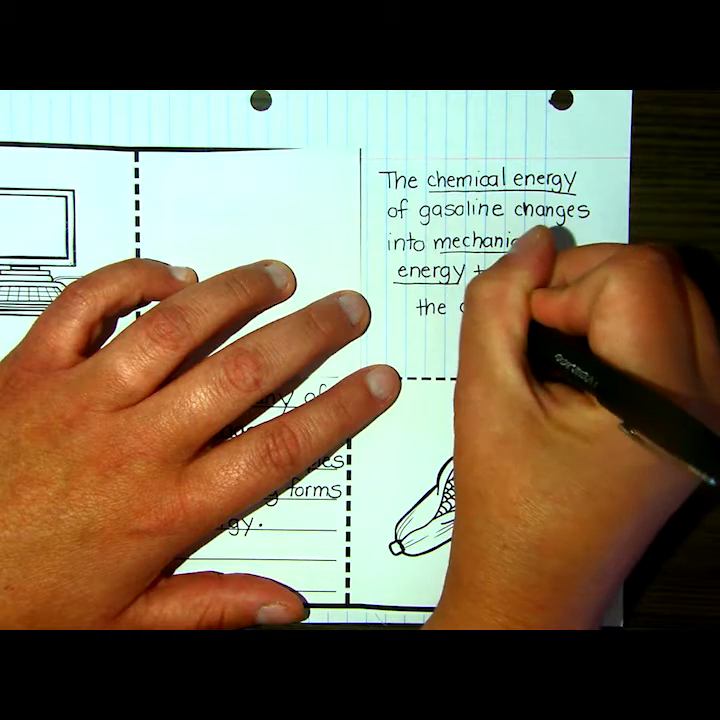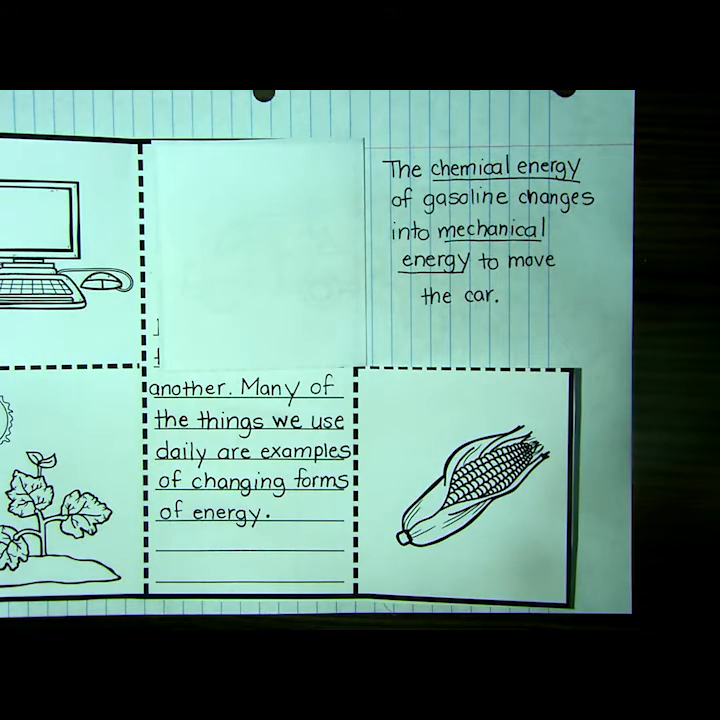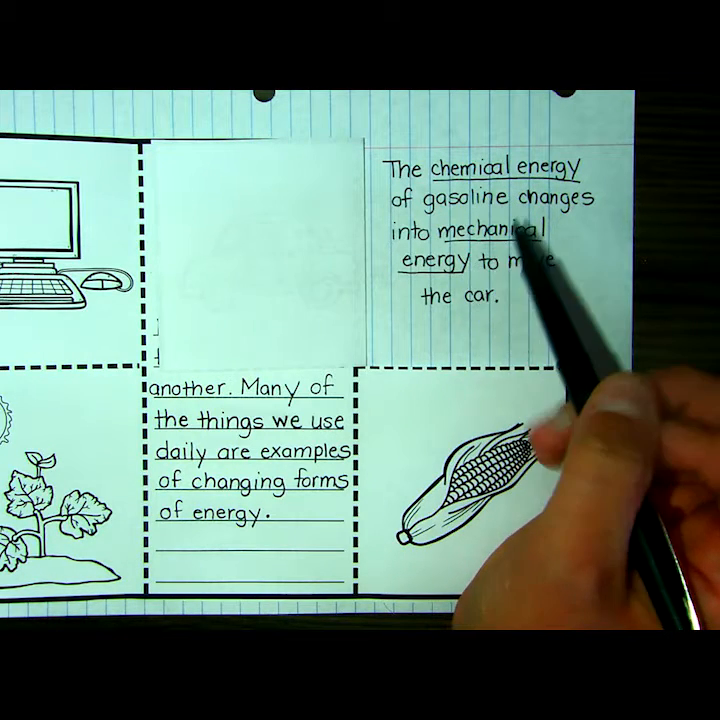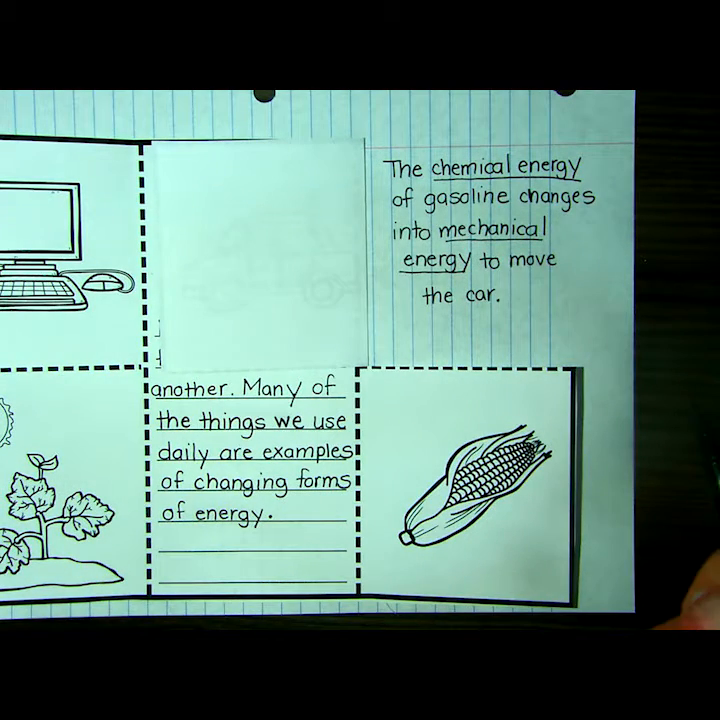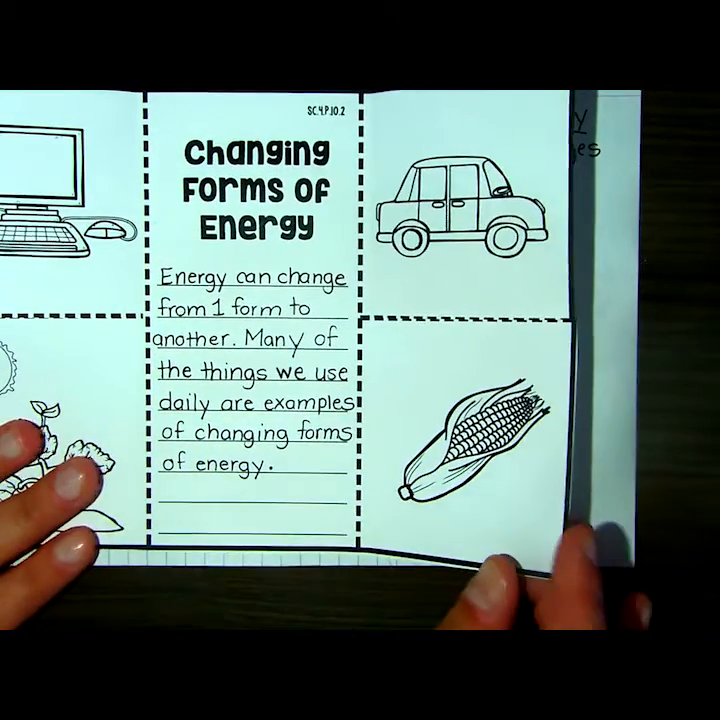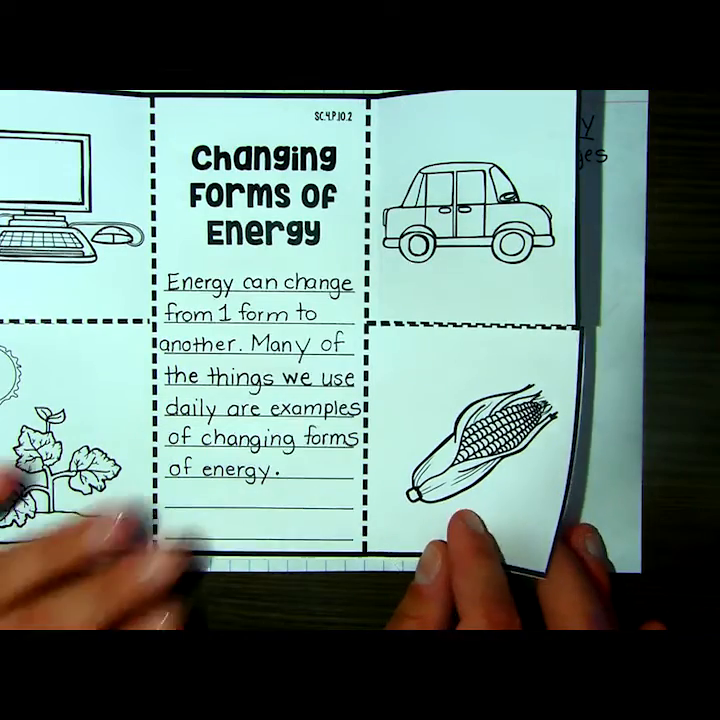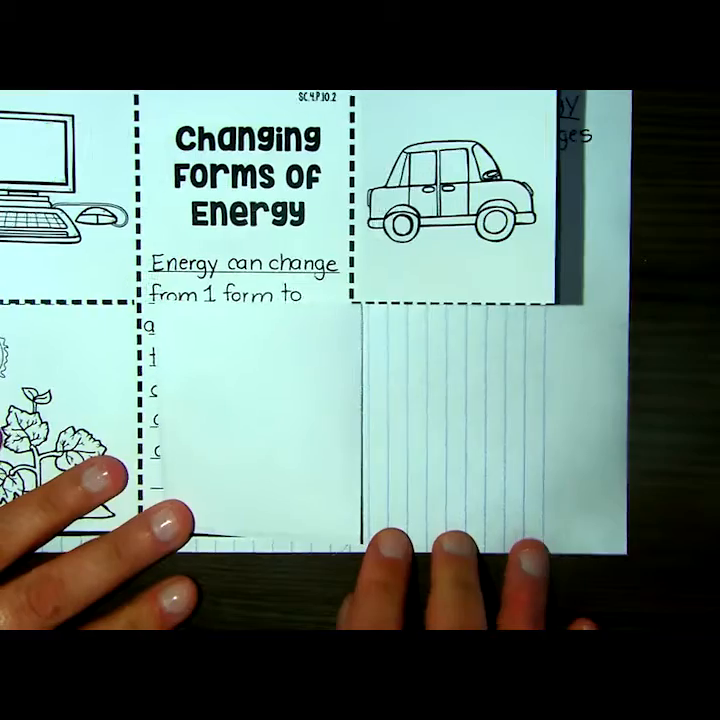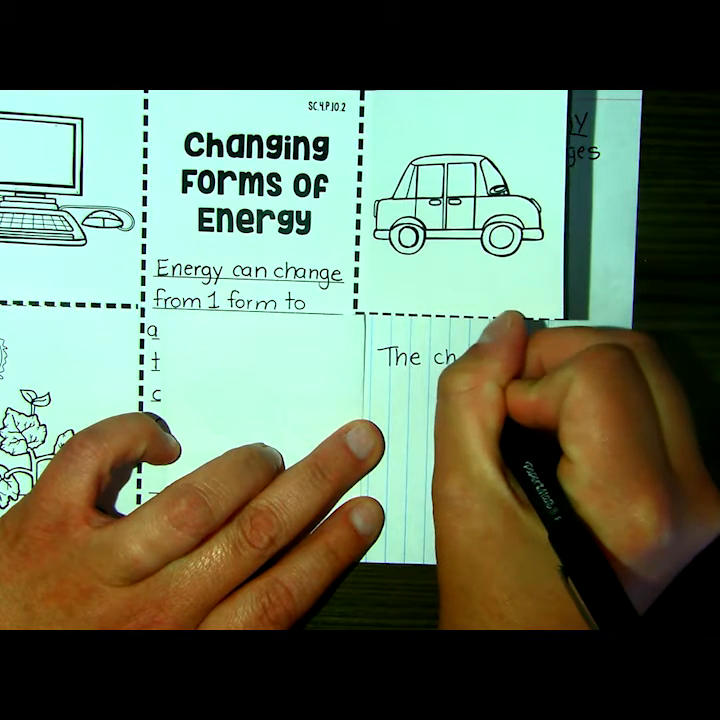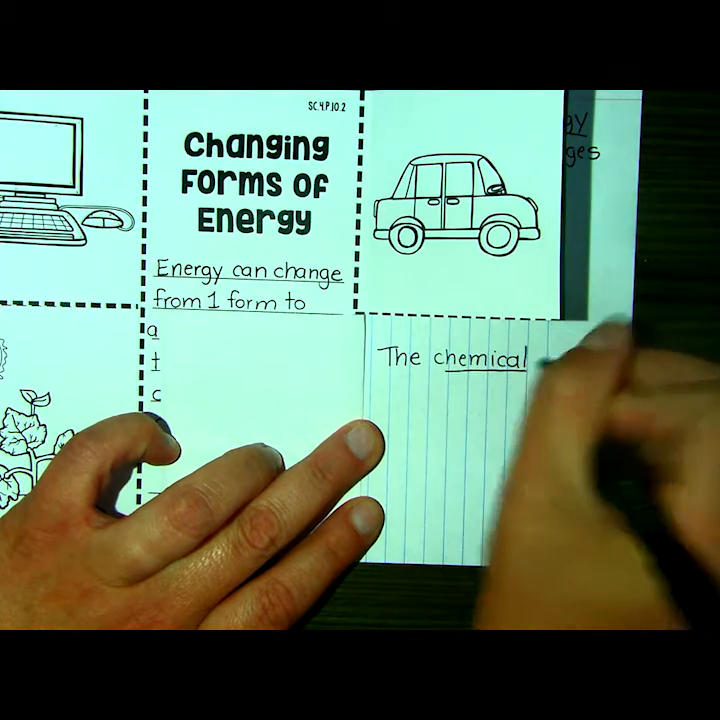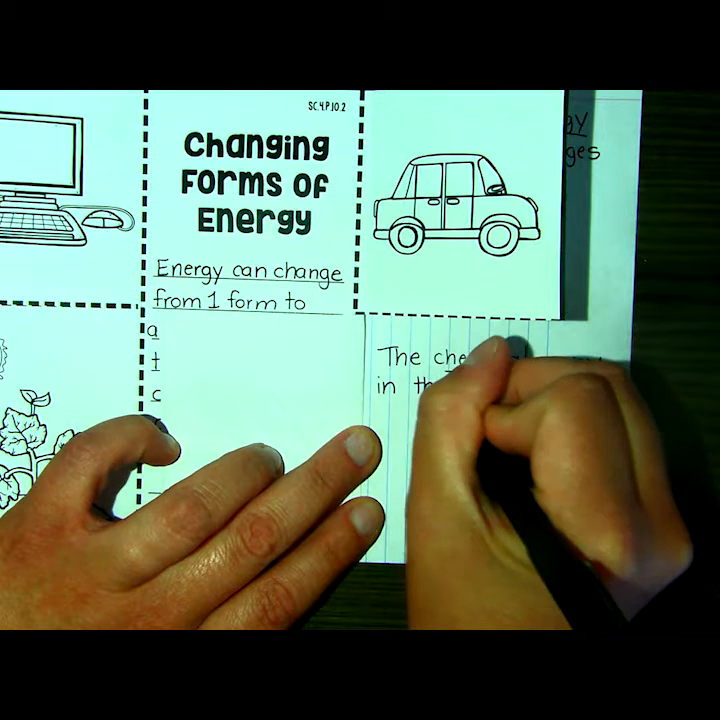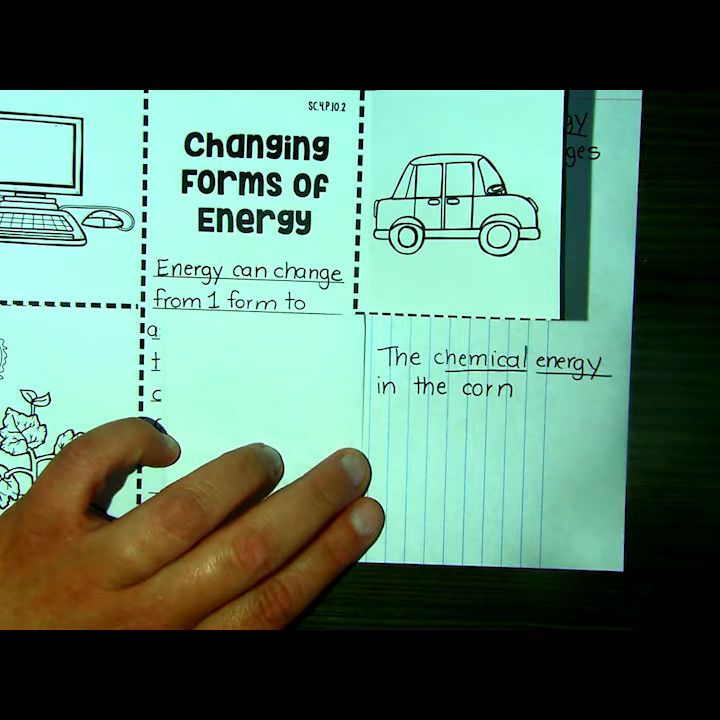So again, just thinking about these objects and their very basic uses. A car gets us from point A to point B, and we use the chemical energy from the gasoline to then power and move the parts of the car to mechanical energy. Again, if you need to pause the video, you can, but we're going to continue moving right along. Let's go down here. Something that we use every day, obviously, maybe not corn, but food. So let's look at this example. The chemical energy in the corn, we know that food gives us chemical energy. Chemical energy in the corn helps us to move.